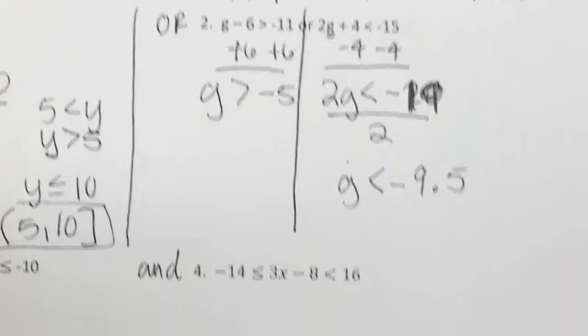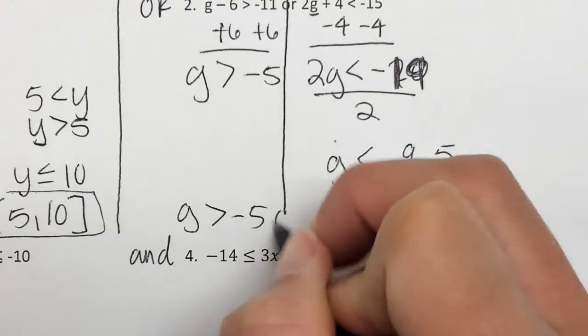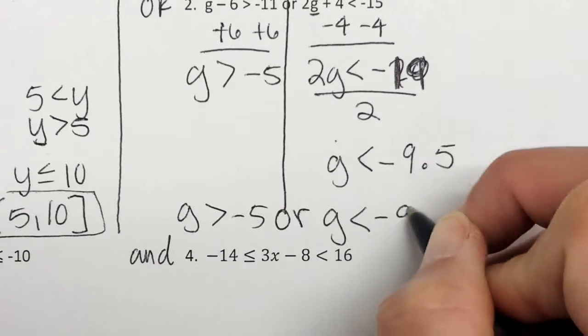Alright, so now this is an OR statement. So how would you write your final answer? You would just say G is greater than -5 or G is less than -9.5.